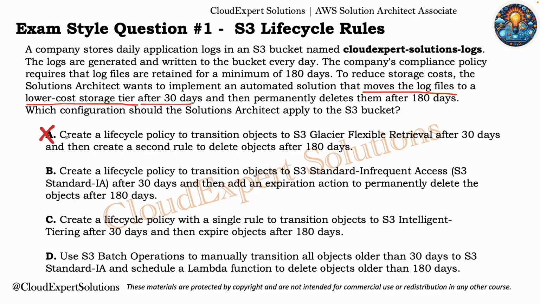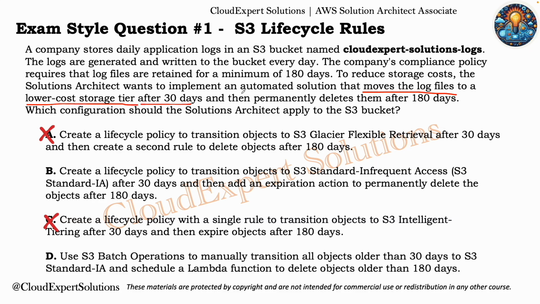Option C, create a lifecycle policy with a single rule to transition objects to S3 Intelligent-Tiering after 30 days and then expire objects after 180 days. You should use Intelligent-Tiering if you do not know the object access pattern. However, for this question, we have a clear access pattern. That is why Intelligent-Tiering is not the optimal option, because under Intelligent-Tiering, you have to pay a monitoring fee for these objects. That is why option C is not potentially correct. Option B is better than option C.